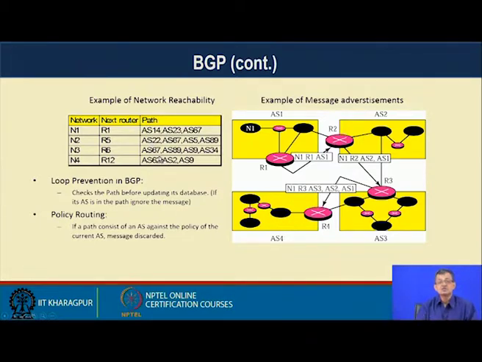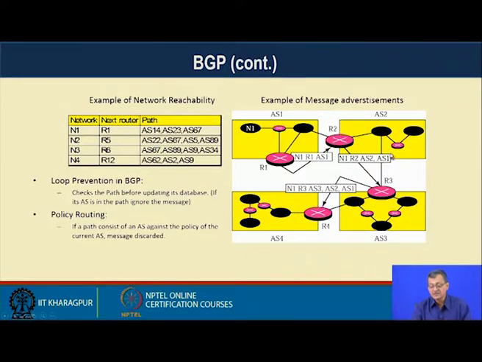And like this. So, what we see is that, unlike our link state or your distance vector, here the ordered set of AS IDs is given. So, loop prevention in BGP checks the path before updating the database. If its own AS is in the path, ignore the message, right. So, there will be a loop if the same AS is there in the path. Policy routing: if the path consists of an AS against the policy of the current AS, the message is discarded, right.